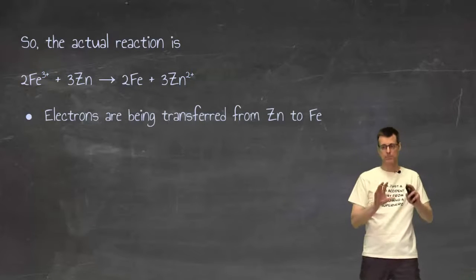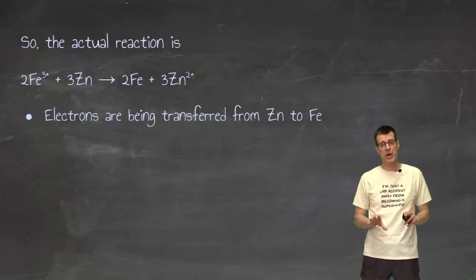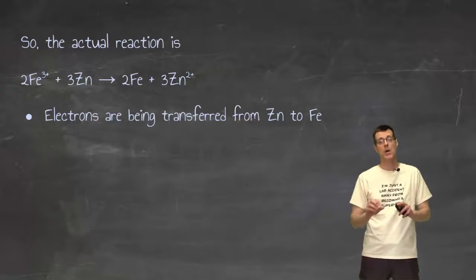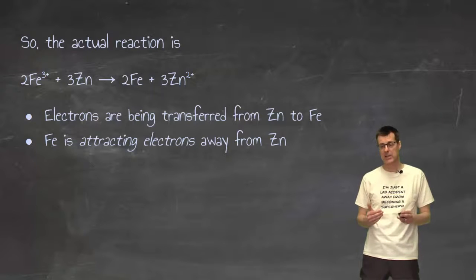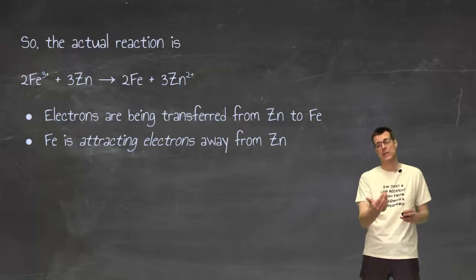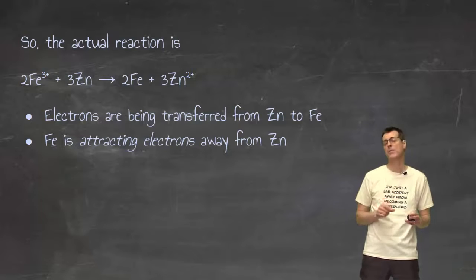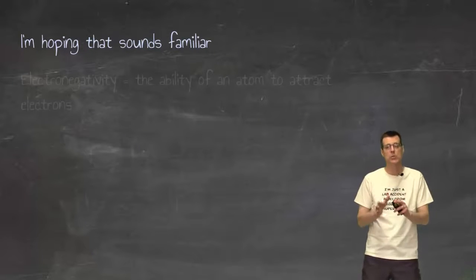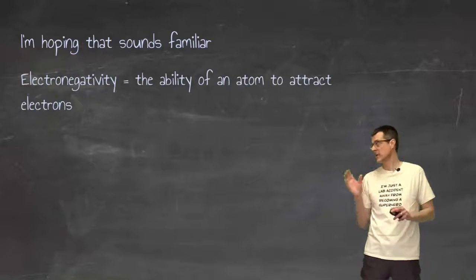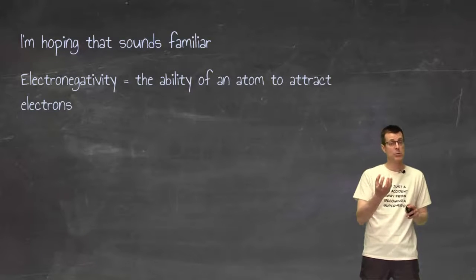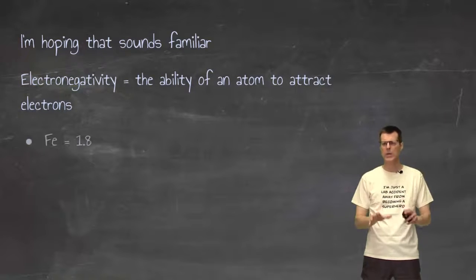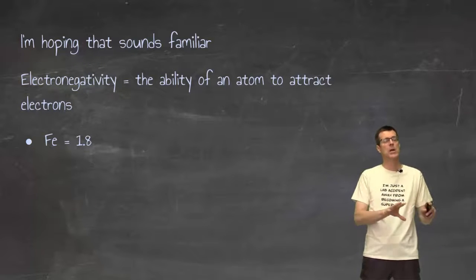So, taking a look at the reaction for what's actually happening. Electrons are being transferred from zinc to iron. Or I could think about it slightly differently, that iron is attracting electrons away from zinc. And I like that phraseology because it should sound a bit familiar to us. We do have a tool that tells us about the ability of an atom to attract electrons, and that was electronegativity. Okay, so if I look at the electronegativity numbers, can I use those to predict?